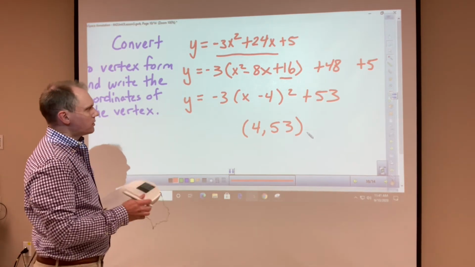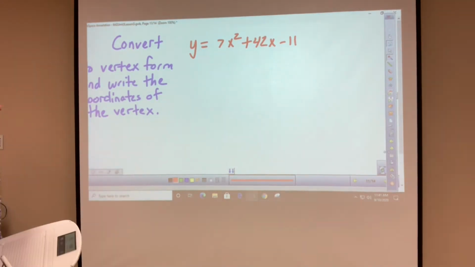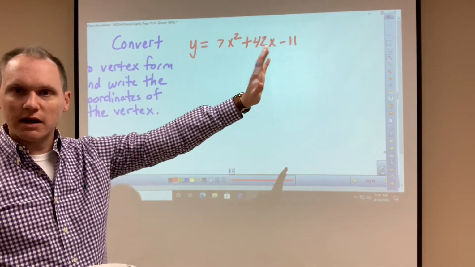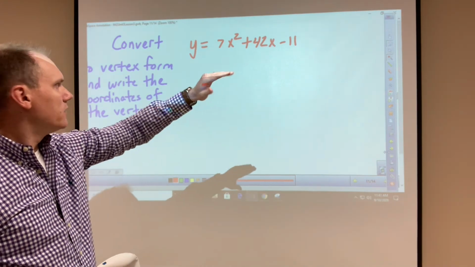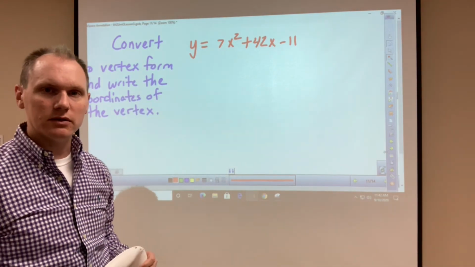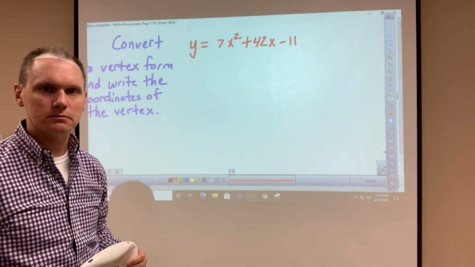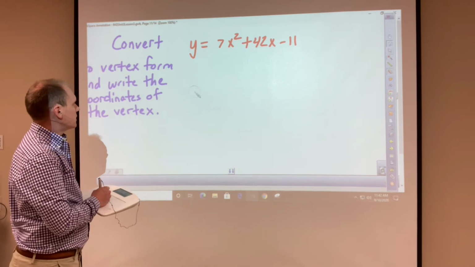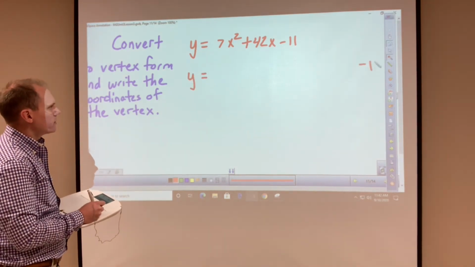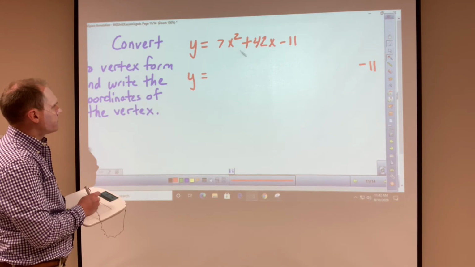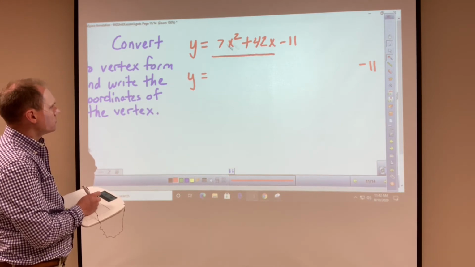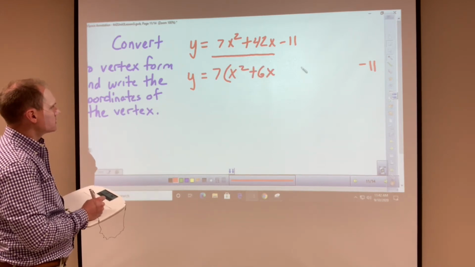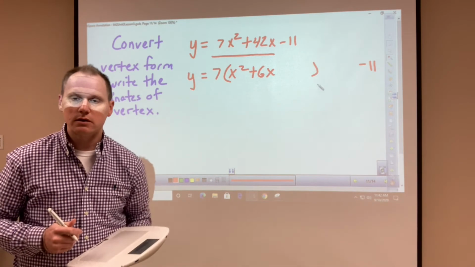All right, so let's go ahead and try one of these. Take a minute and see what you can do here. Remember, push that negative 11 off to the side for now. We'll come back to it later. Factor out the leading coefficient and then complete the square. Just be careful with your compensation. Okay, so in this one, again, push the negative 11 off to the side, and let's factor out the leading coefficient with the first two terms. So it'll be 7 times x squared plus 6x, and then now we can complete the square.